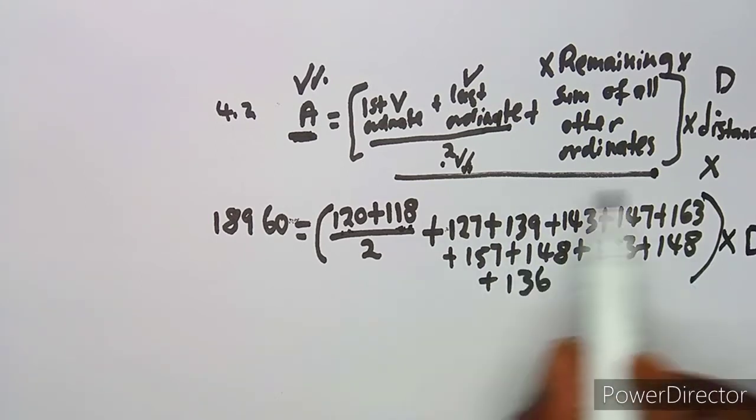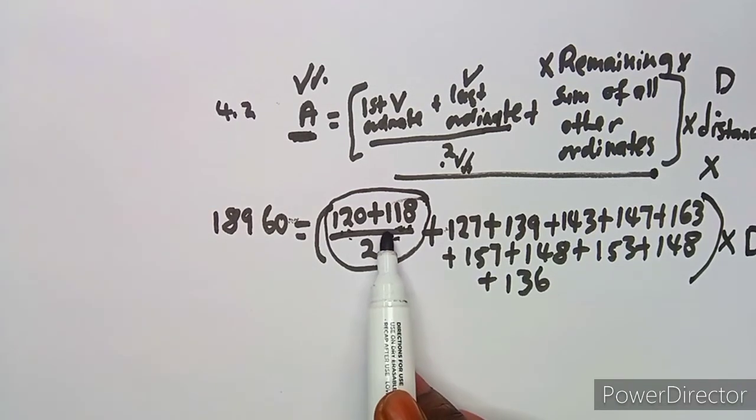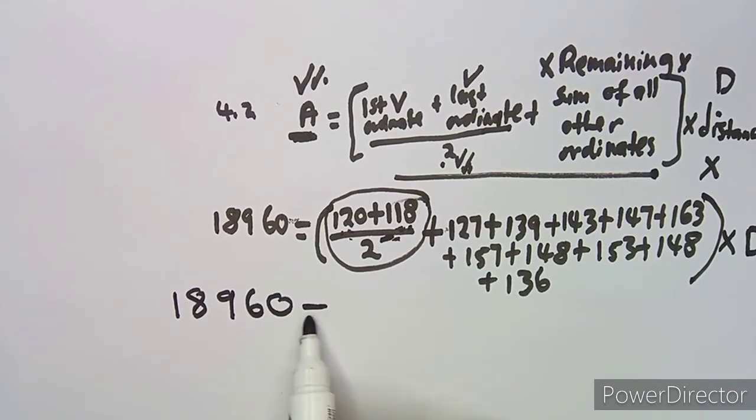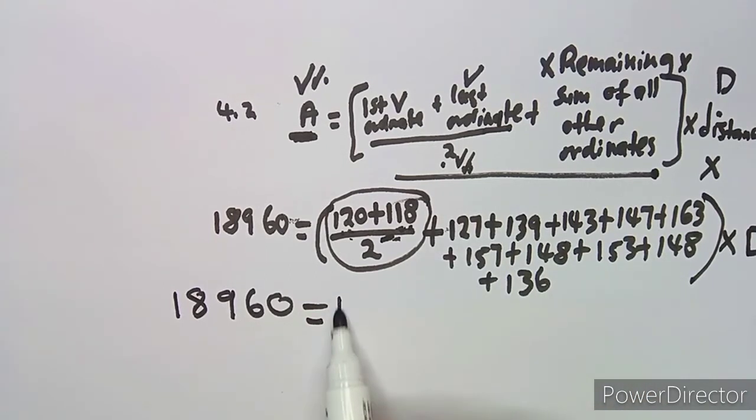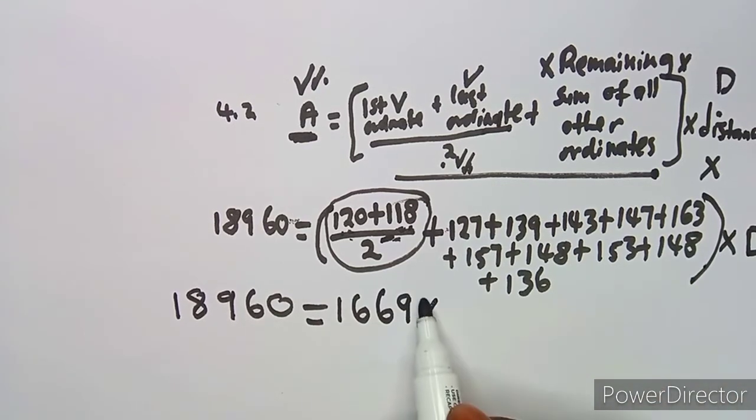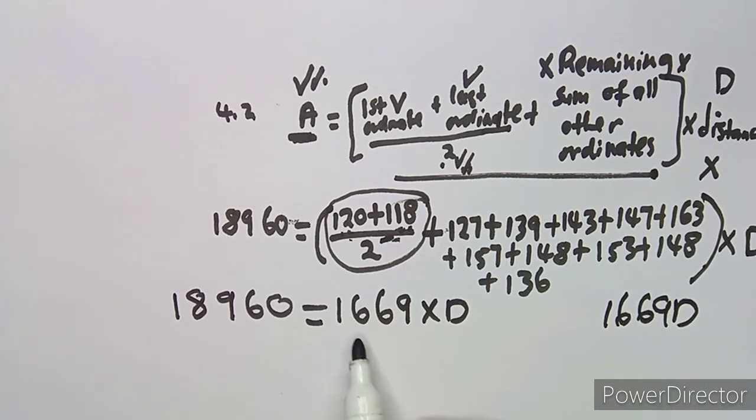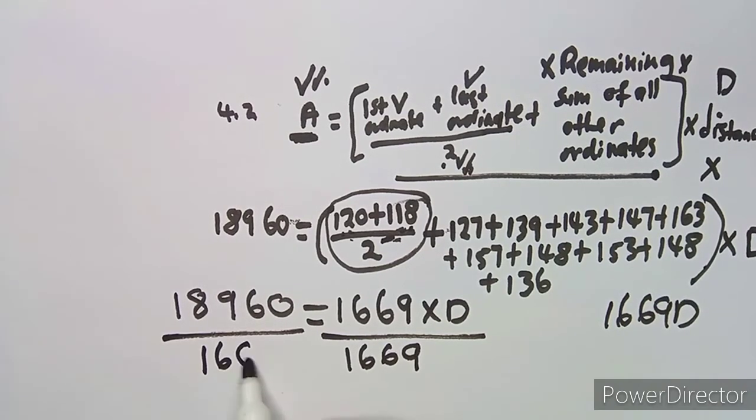All right, so I want you to add this and also combine with this. So this one, you can first maybe start by simplifying this. All right, then you add everything. So this is going to give us 18960, which is equal to, if we add everything here, we are going to obtain 1669 times D, which is just 1669D. So to find D, you divide by 1669. We divide by 1669 like this.